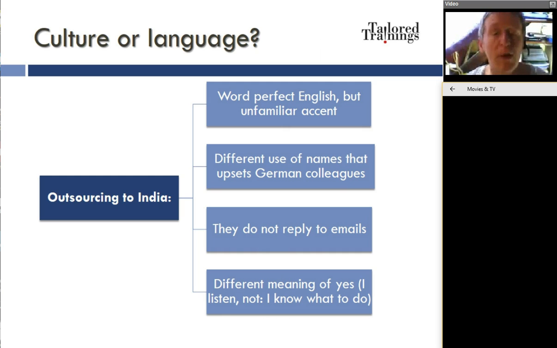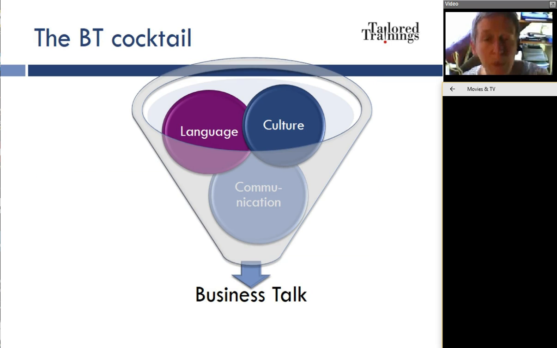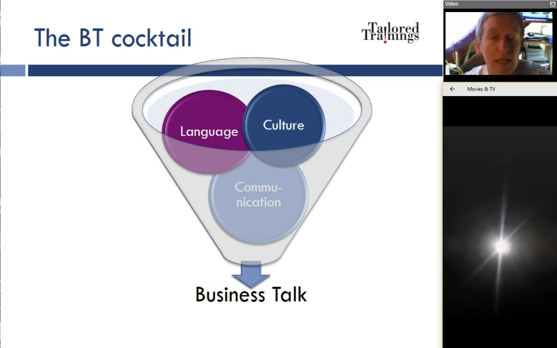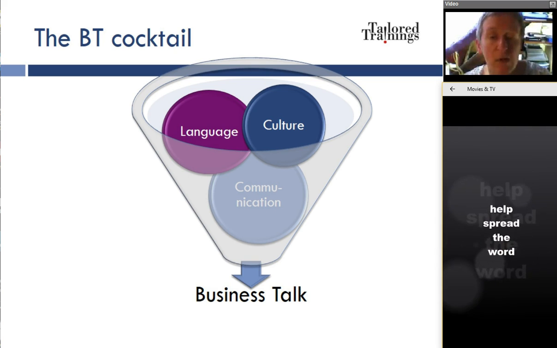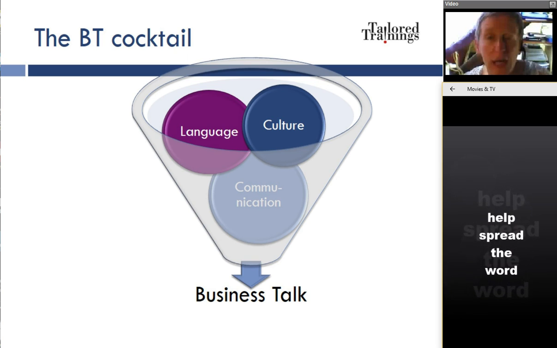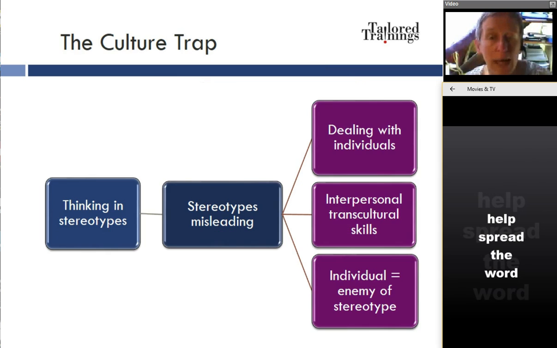So they had to learn about the difference in communication styles, and we really looked at the emails, we looked at the communication situation, and took that apart and focused on those things. So the best thing is, of course, to start with case studies, to take their emails, their phone calls, their meeting experiences, and have a look at those. So the BT cocktail, BT is the business talk, of course, is made up of those three elements: language, culture, and communication. And depending on the situation you're in, these things will influence what you do in different ways.